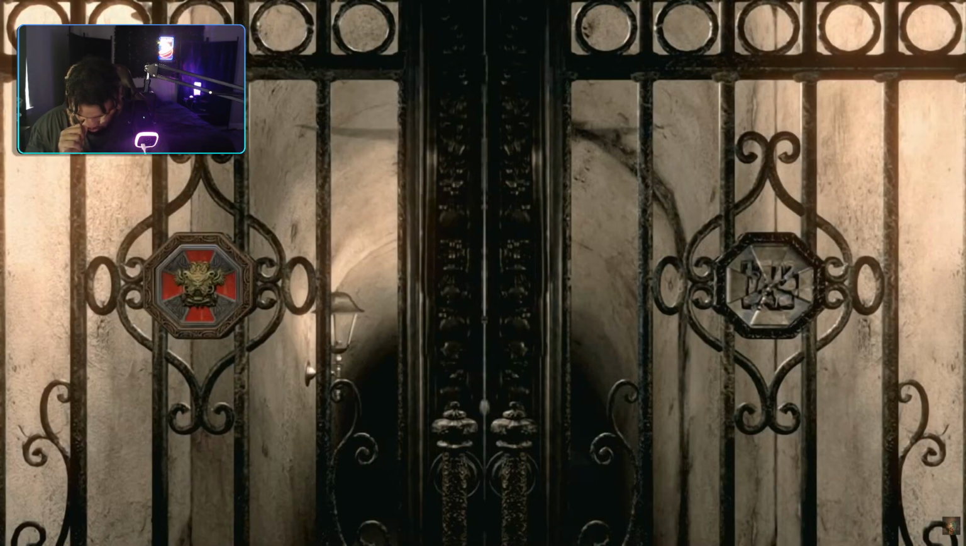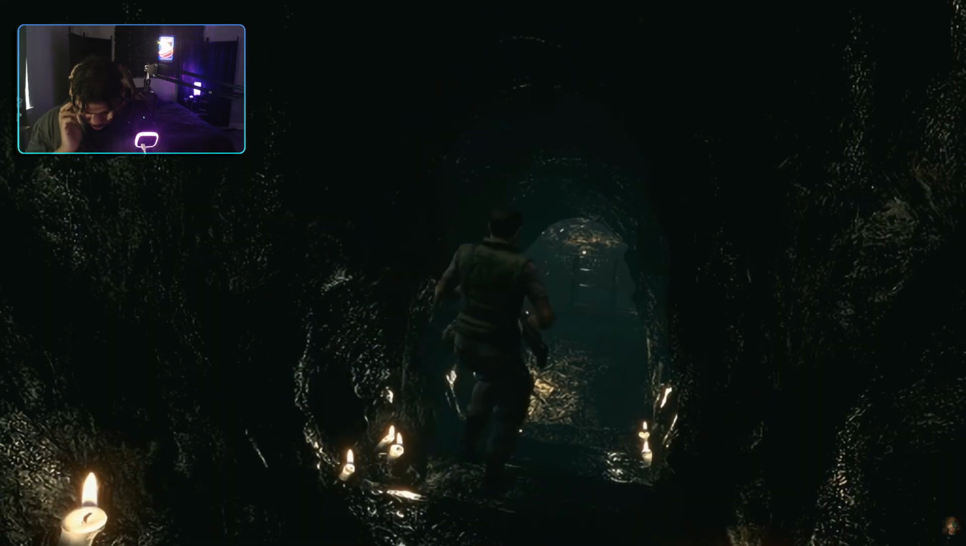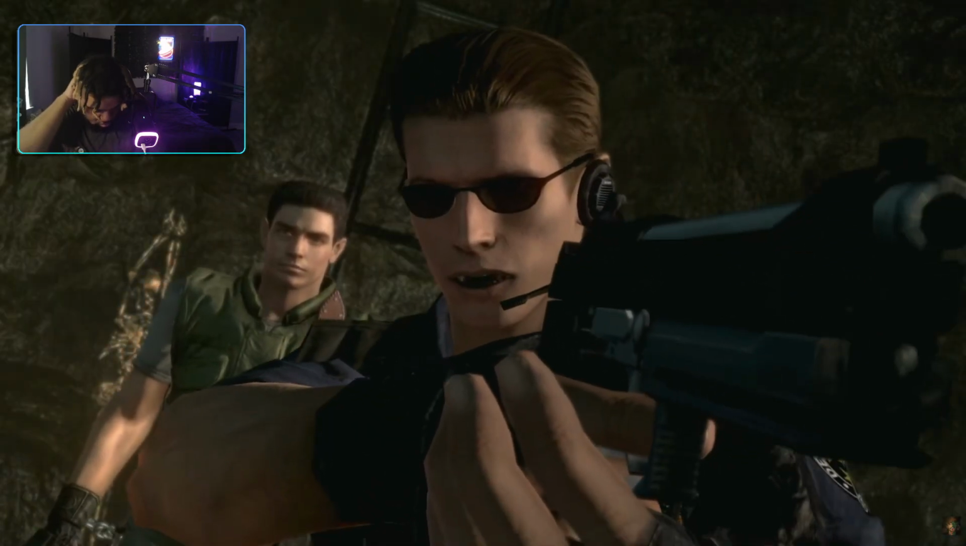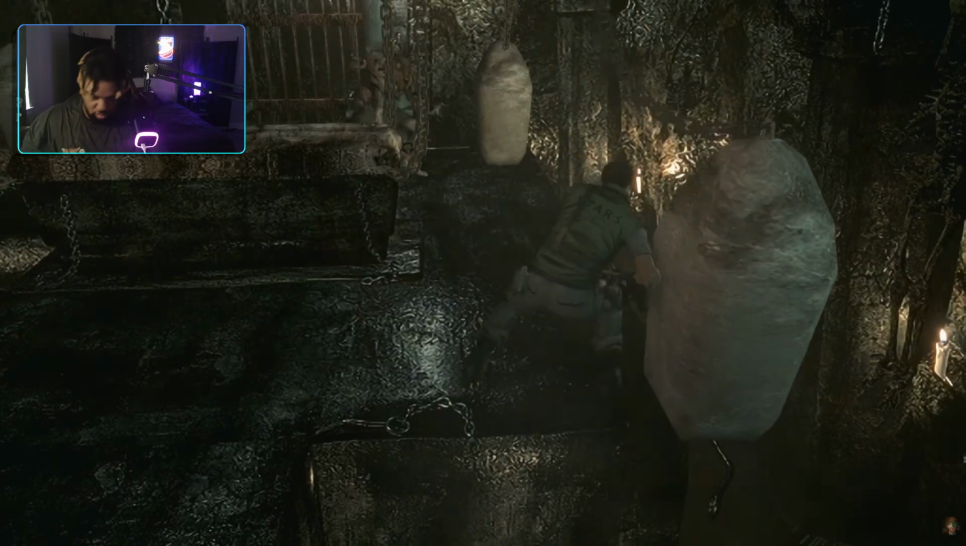Using a couple of stone motifs on a door in the main hall of the mansion, Chris heads through it and follows a bunch of candlelit tunnels. He finds Wesker down there engaging in a battle against Lisa Trevor, and Wesker tells Chris to get involved.